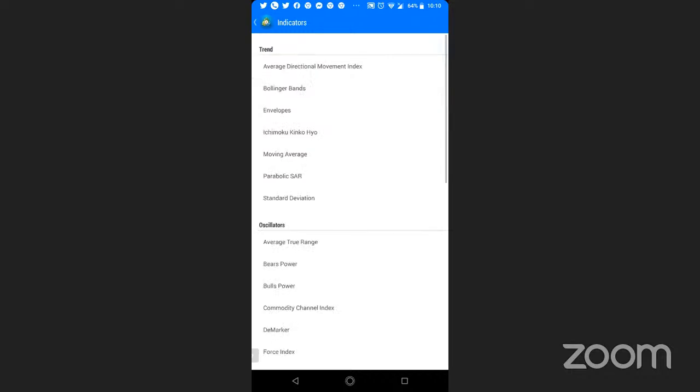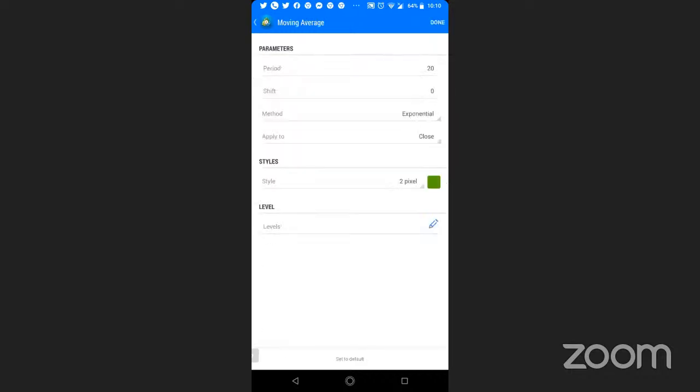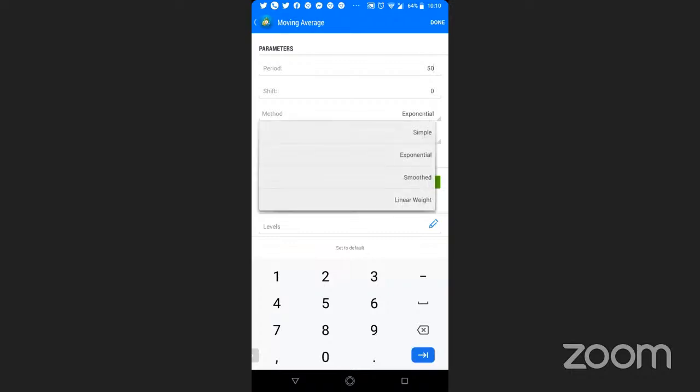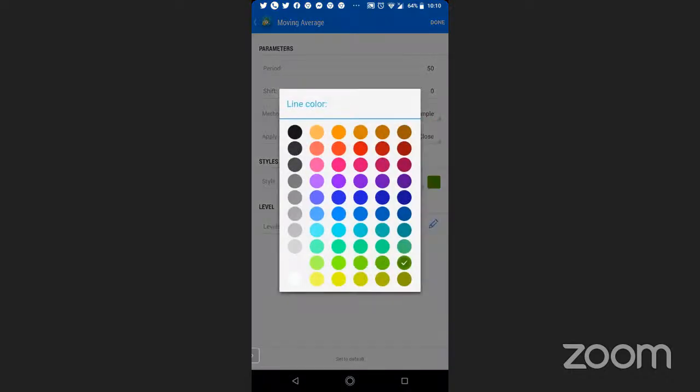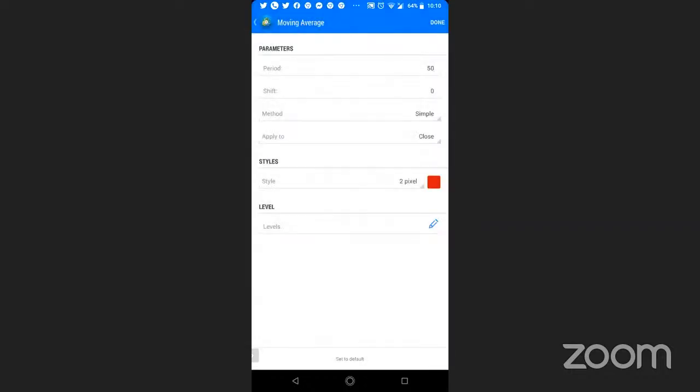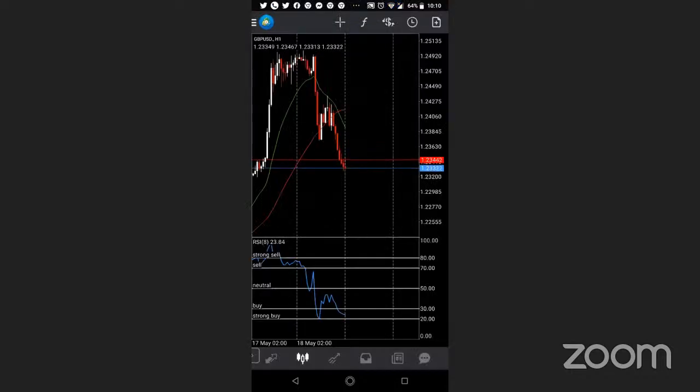So I'll come here and click moving average. I'll take 50. I'll change this to 50. Now this one I'll put as simple because it's a higher period moving average. Apply to close. I'll change the color. Let me change to red. Now I'll just click done. Look at it. It's there now.